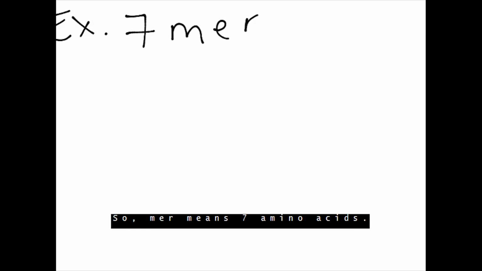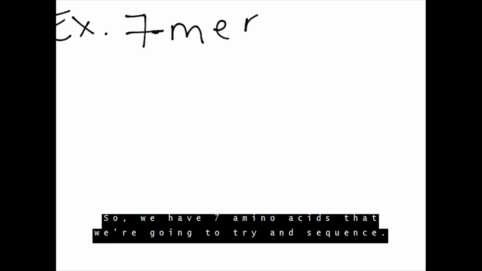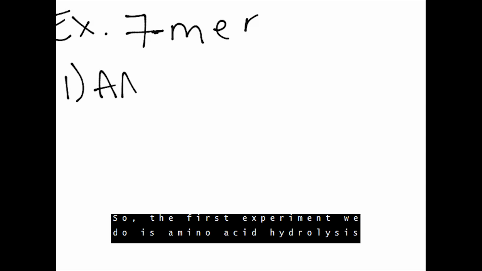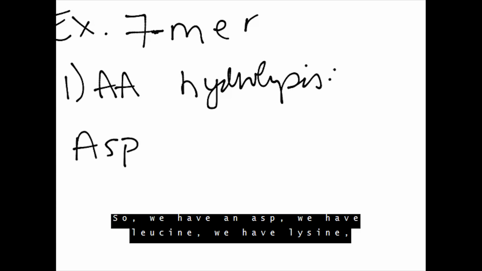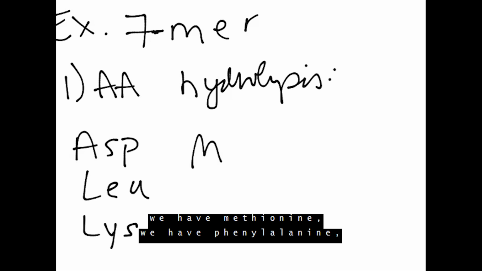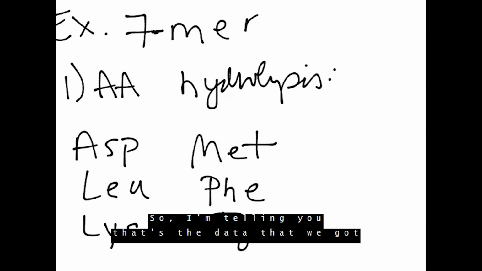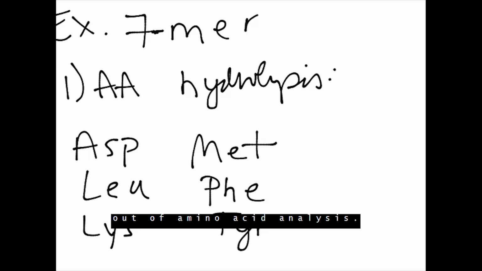So in this example, I'll tell you that we have a 7-mer. So mer means 7 amino acids. So we have 7 amino acids that we're going to try and sequence. So the first experiment we do is amino acid hydrolysis or amino acid analysis, and we find out the residues that are present. So we have an asp, we have leucine, we have lysine, we have methionine, we have phenylalanine, and we have tyrosine. So I'm telling you, that's the data that we got out of amino acid analysis.